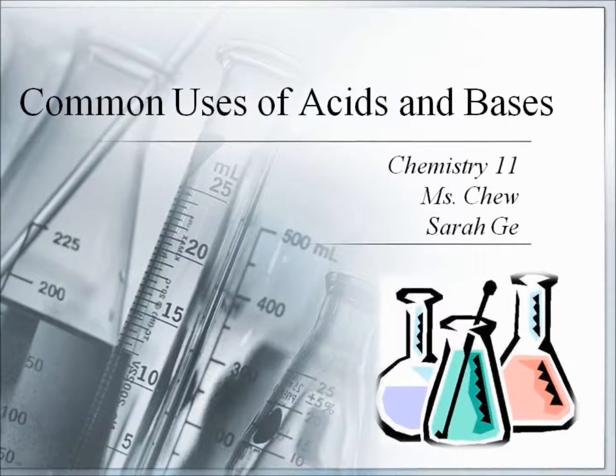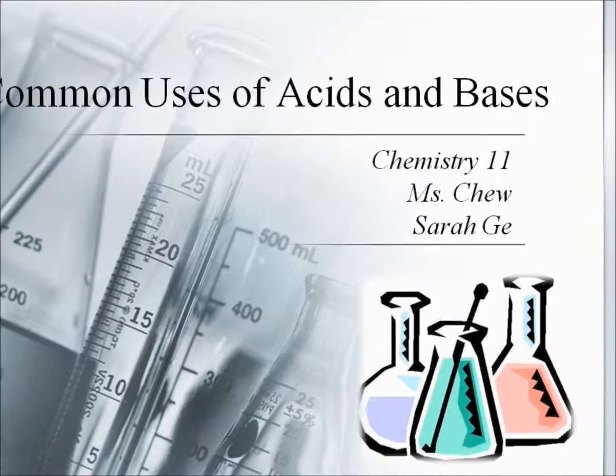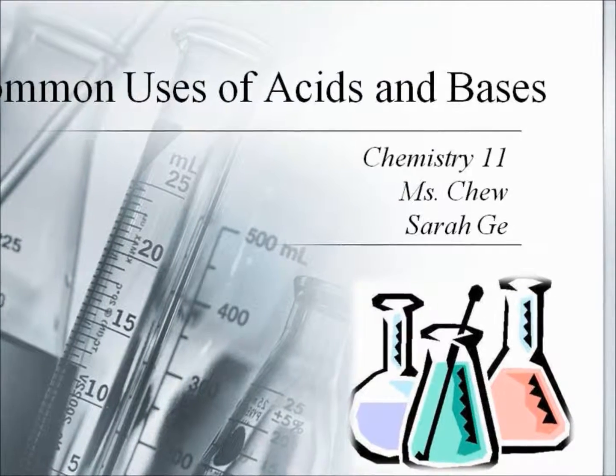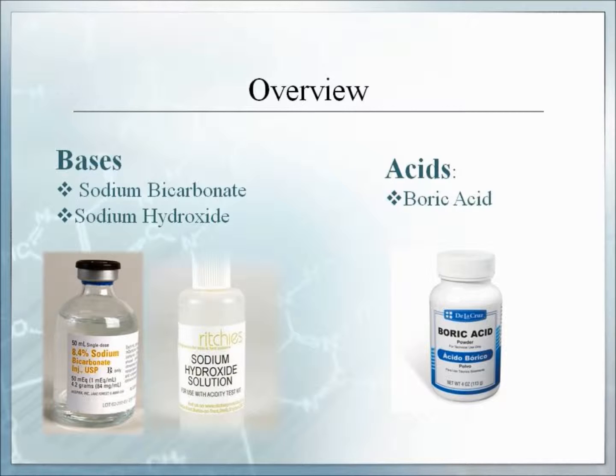Acids and bases can be found all around us in our everyday products, including those we eat, we wear, and we use. Though they are commonly found, it is important to remember that they can be dangerous chemicals. Here are the examples of acids and bases that can be found around the house. These include sodium bicarbonate, sodium hydroxide, and boric acid.